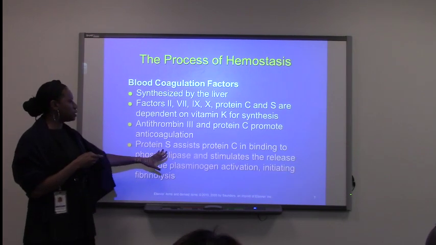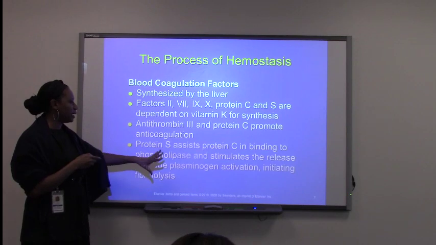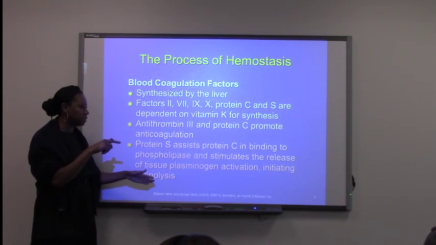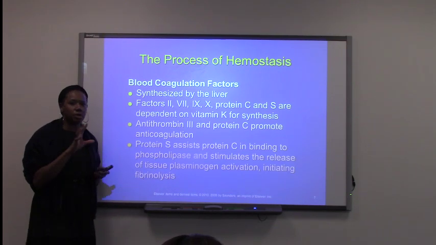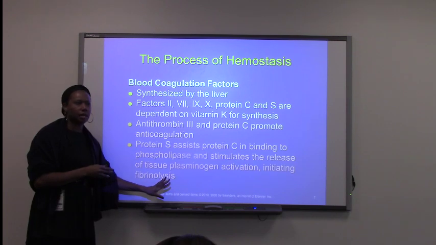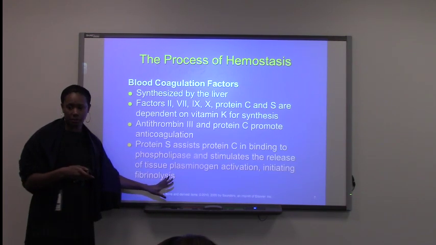Okay. And then protein S assists protein C with binding phospholipase, which stimulates plasminogen, which will then activate fibrinolysis. Okay, this will make more sense. I'm going to show you a diagram in a second on why we go through the process of fibrinolysis.